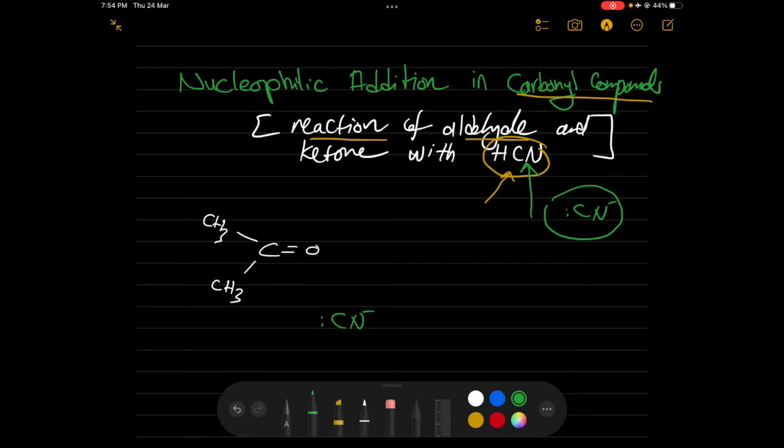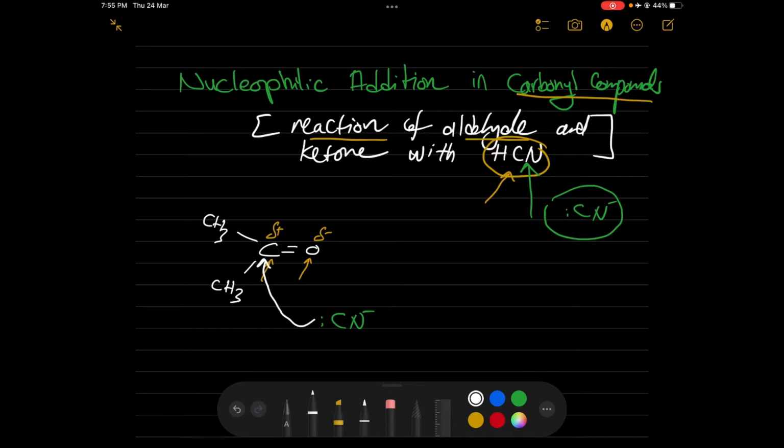And now the question is, why do we have a reaction? Oxygen is an electronegative atom and it's partially negative, but the carbon here is partially positive. As a result of the difference in electronegativity, you have a partially positive atom and a partially negative atom. This makes the carbon prone to attack by the cyanide group, and it will come and attack this carbon here.